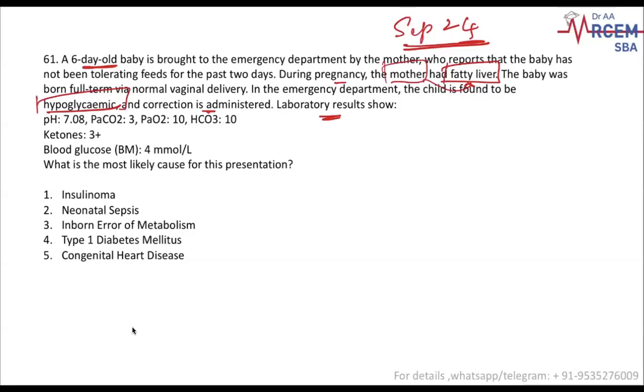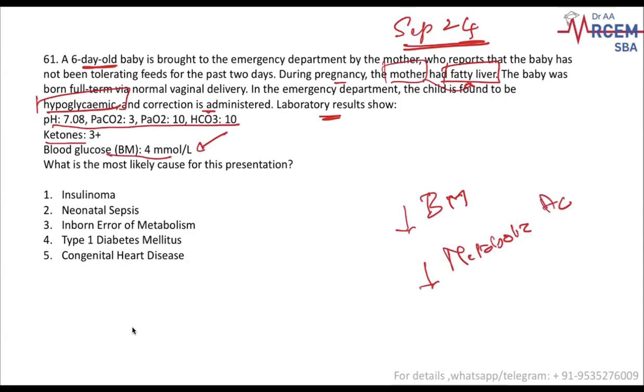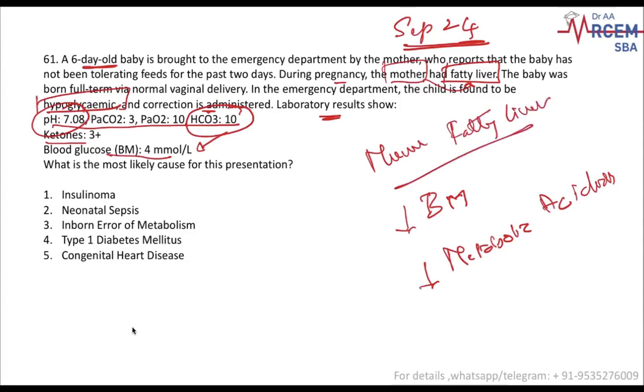Laboratory investigations show these parameters. Because hypoglycemia is corrected, the sugar has improved here. So what we are having, low BM, the kid is having a metabolic acidosis, because bicarb is on the lower side, pH is on the lower side, suggesting a metabolic acidosis. Along with that, mom had fatty liver in her pregnancy. Keeping this point in mind, let's rule out each one of them.